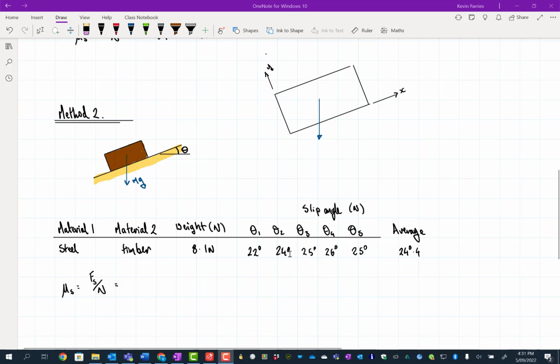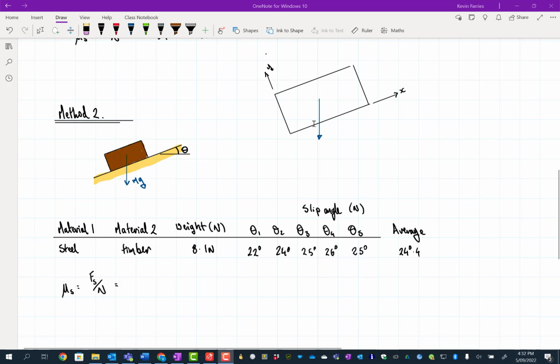So I've measured that angle a total of 5 times now, and then I've found the average. And so what we have to do now is think about how we figure out this coefficient of static friction from this block on an inclined plane. So we're raising this plane just until it slips, and we need to figure out how to find that coefficient of static friction.